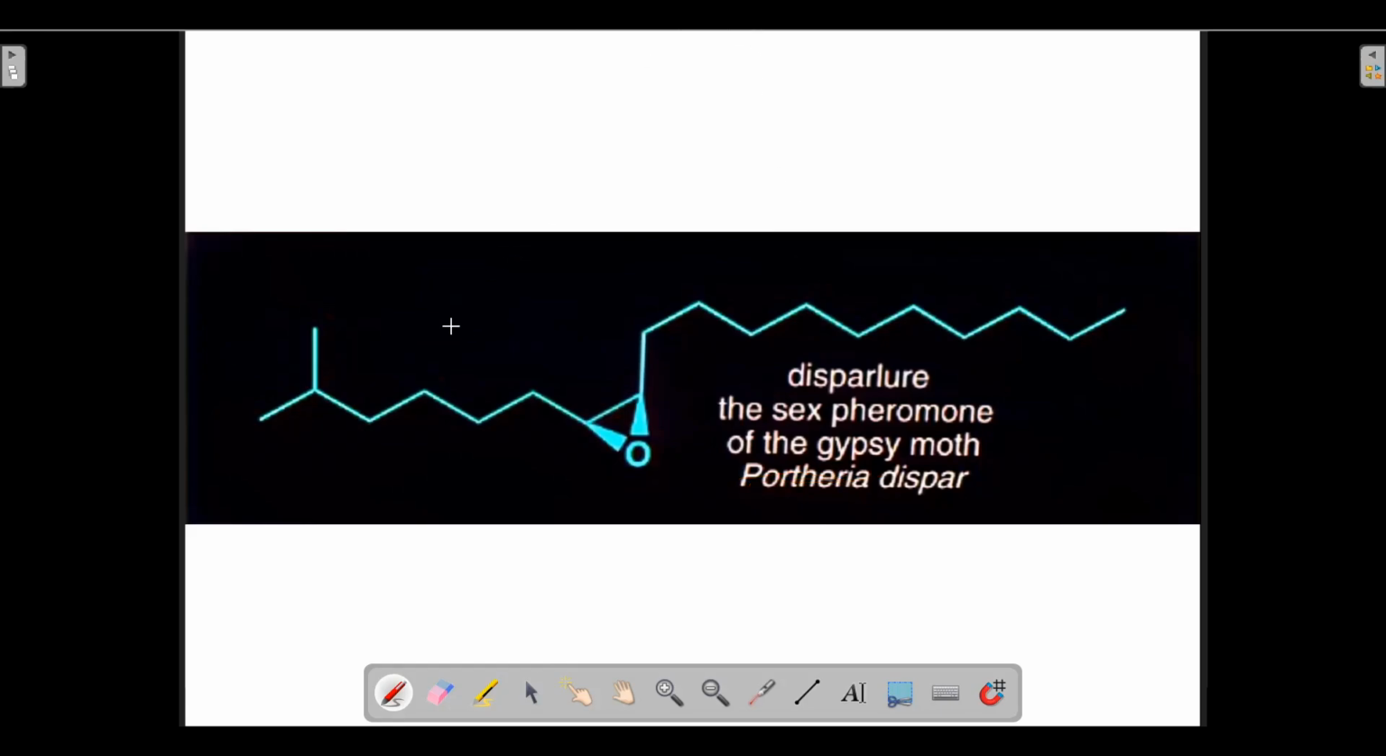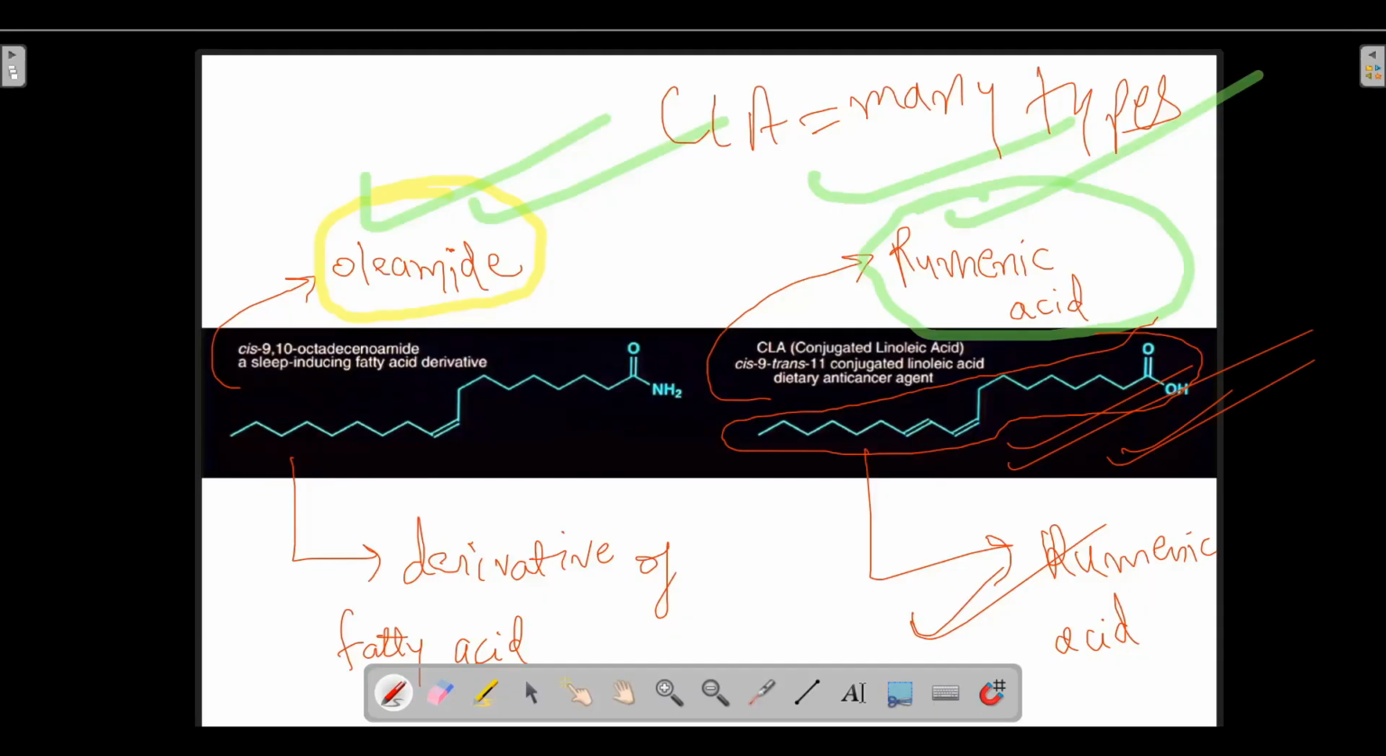Okay, so this compound is called disparlure. The most important thing you must keep in mind is that this compound is called disparlure. And what is this compound called? This compound is called oleamide. Its IUPAC name is given over here.